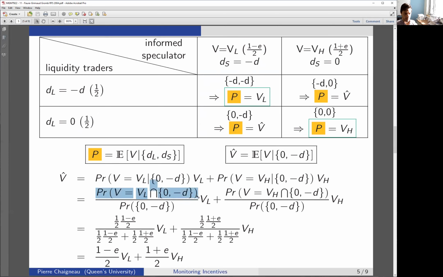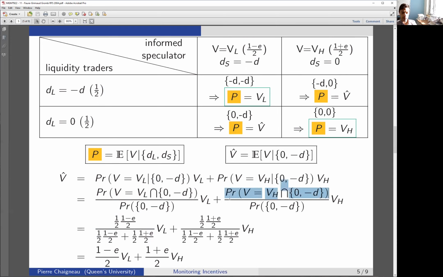Okay, so this term here is equal to that. Now we do likewise. What is the probability that these orders will be observed? Well, it occurs in two cases. In this case, with this probability multiplied by this probability. And in that case, with this probability multiplied by that probability. Okay, so this is the probability with which we're going to observe these orders.